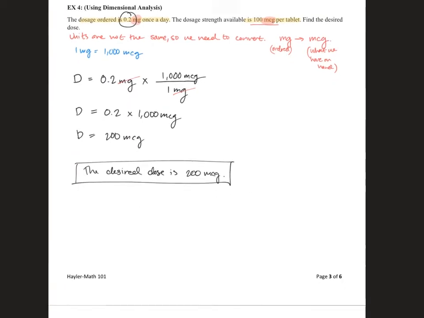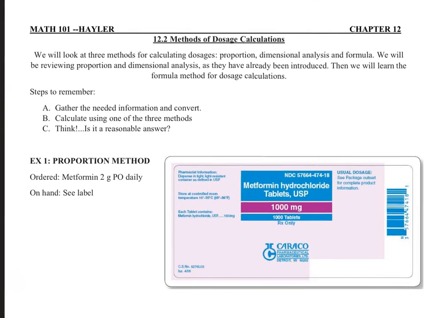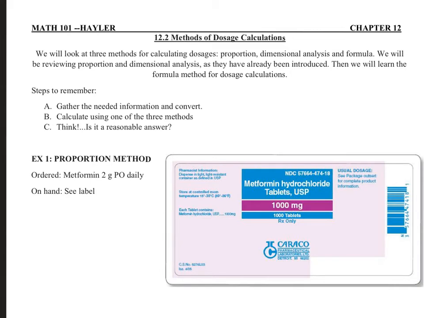All right, moving on. That is it for 12.1. Now let's move on to 12.2, methods of dosage calculations. We're continuing on. Before, we were just finding the dose, so now we're going to continue with figuring out what else to do when solving our dosage calculations. We will look at 3 methods for calculating dosages: the proportion method, dimensional analysis, and formula. Proportion and dimensional analysis we have gone over before. We tend to use proportion a lot.